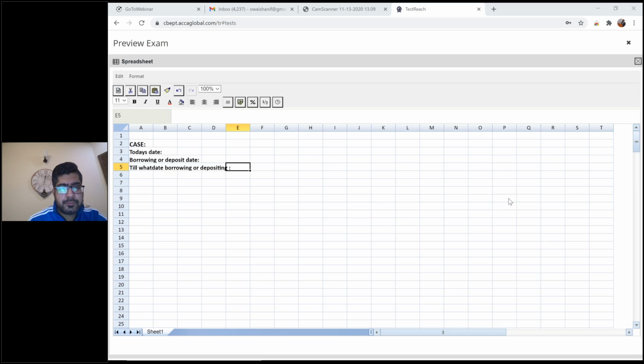First, note what is the case. Either the case will be of borrowing, or the case will be of deposit. Note today's date. It will most likely be given. Note the borrowing or deposit date given, and till what date you are borrowing or depositing. You just need to note it at one place. Okay.